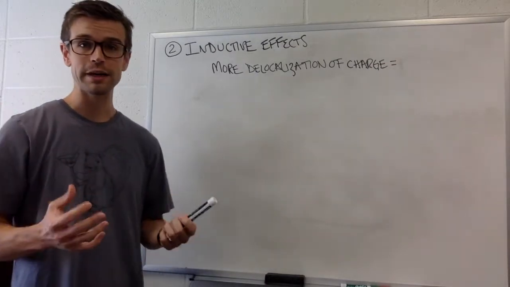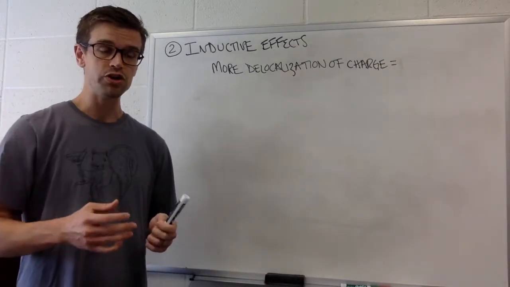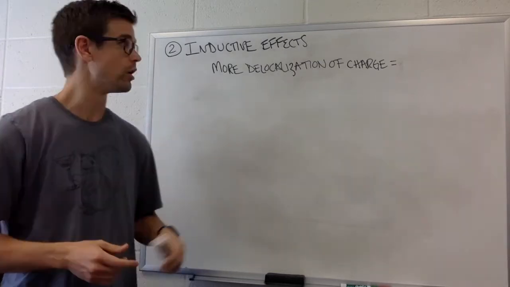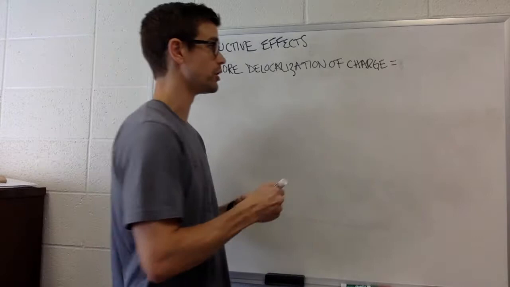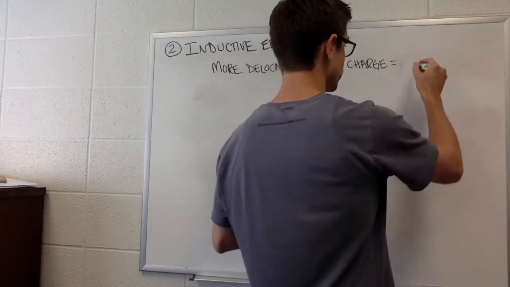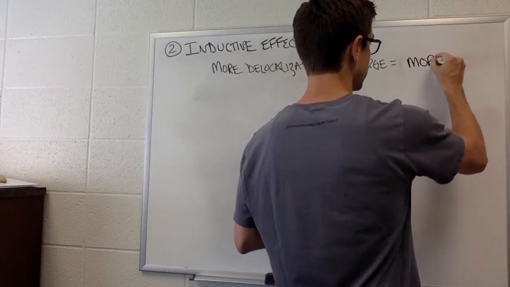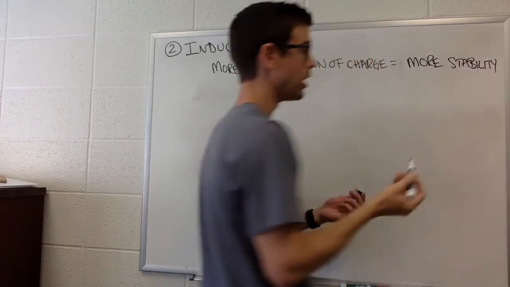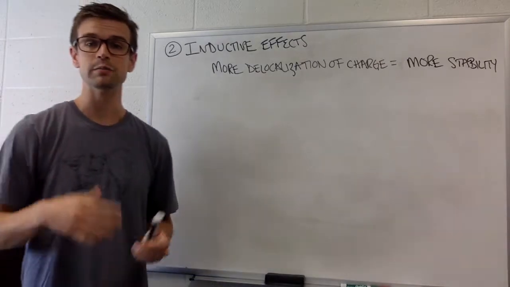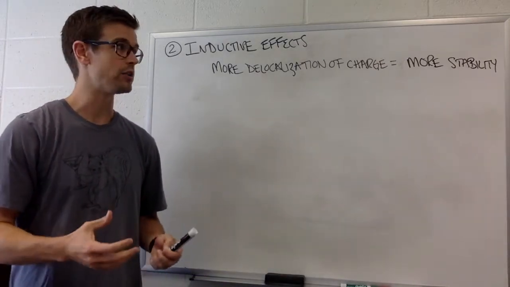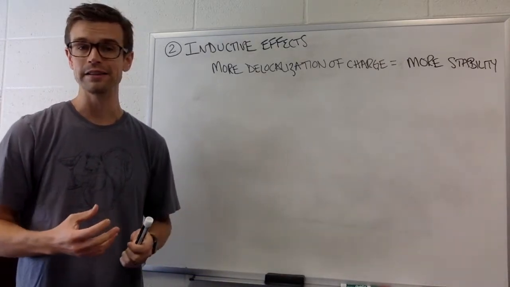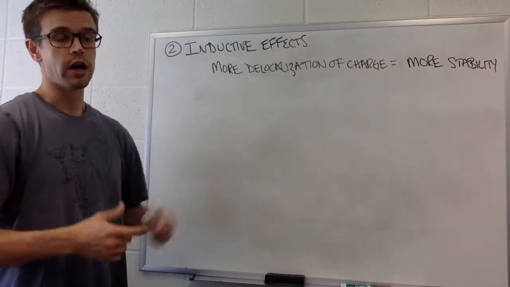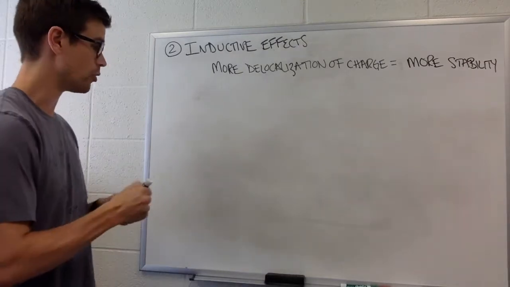Essentially, with acid-base chemistry and trying to understand which conjugate bases are more or less stable, more delocalization of charge almost always equals more stability. And again, if a conjugate base is more stable, that means that conjugate base came from an acid that was a stronger acid. So what are inductive effects? Let's work through a couple examples here.